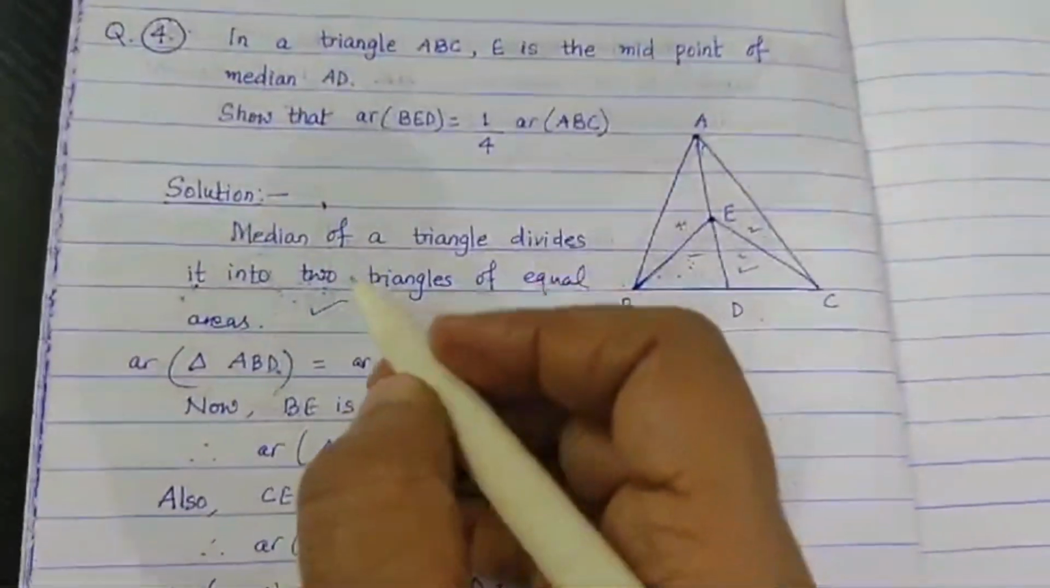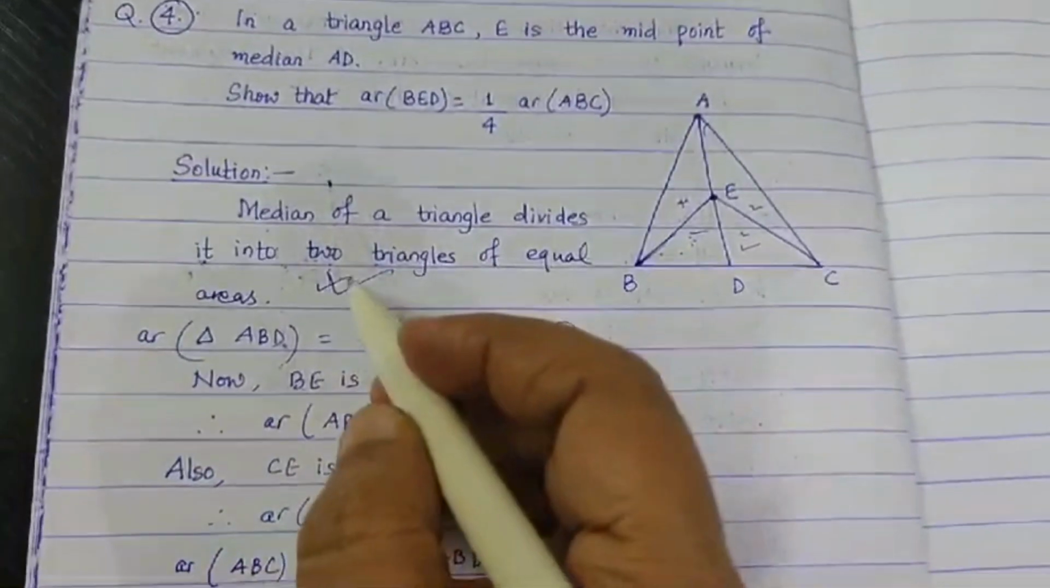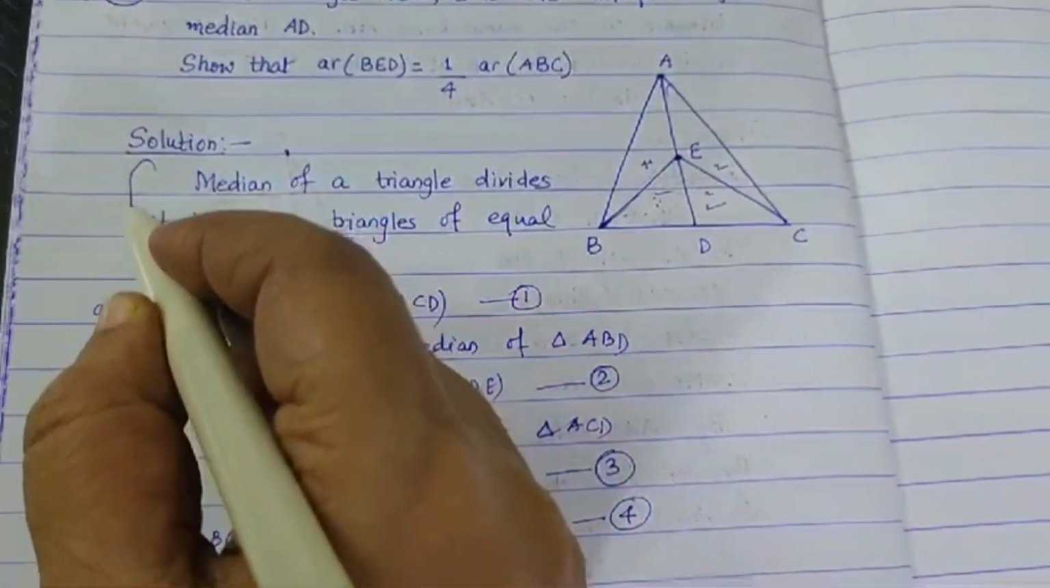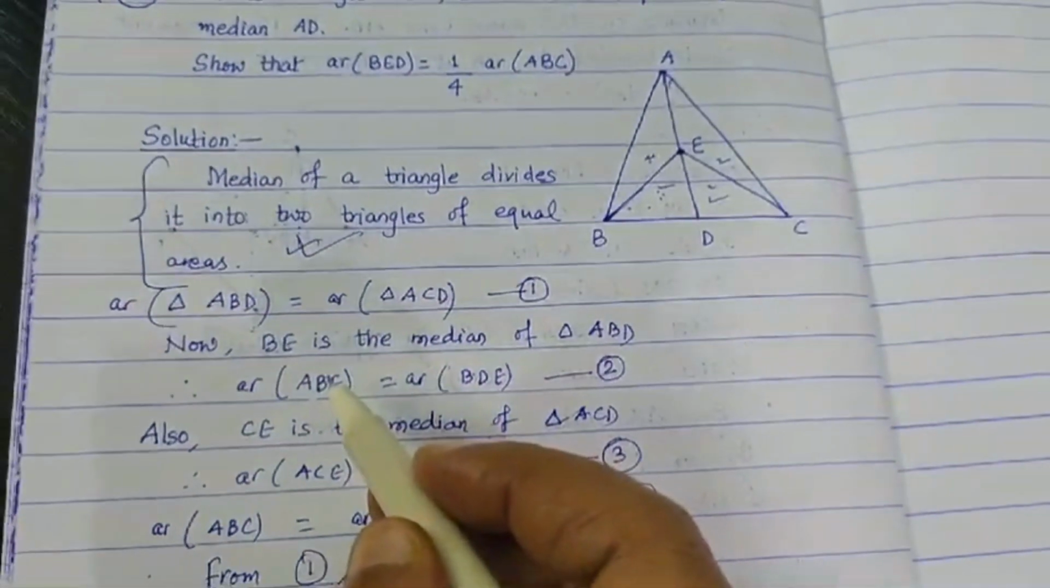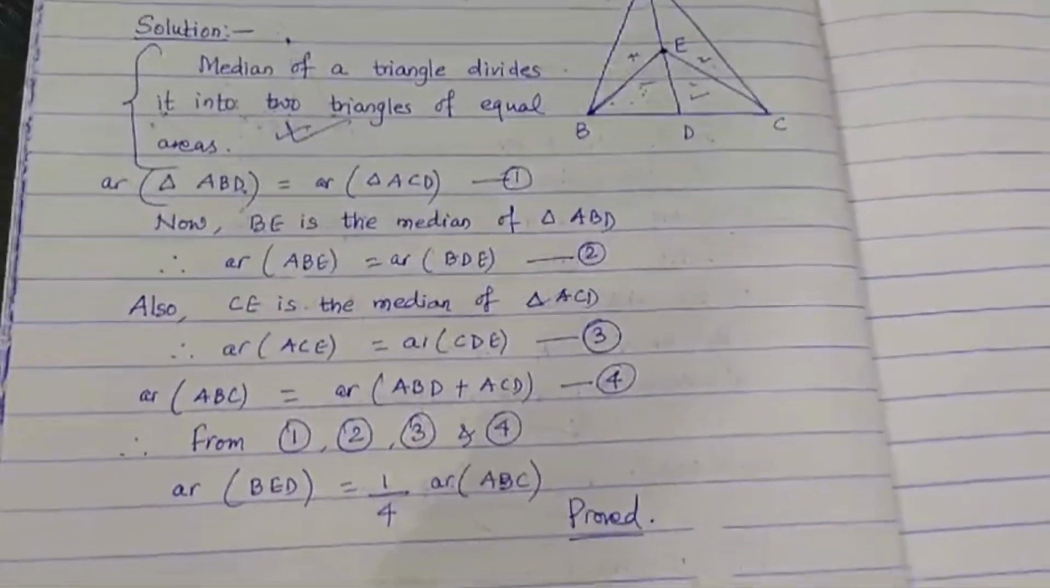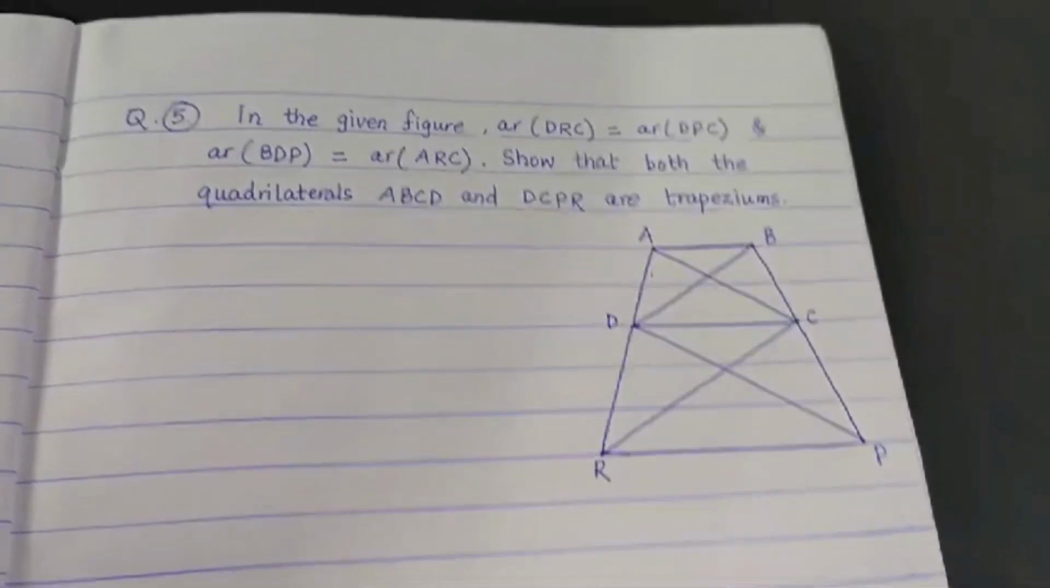Alright, so basically we are using this property. If you don't remember this property, then this problem will be hard to solve. So we have to remember everything: the median of a triangle divides it into two triangles of equal areas. Alright, let's move on. Now let's do this last question, fifth one.